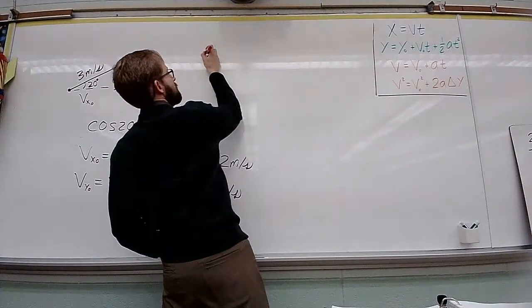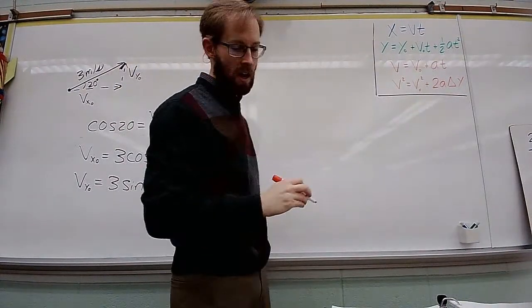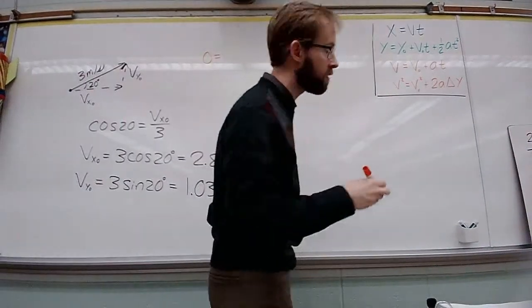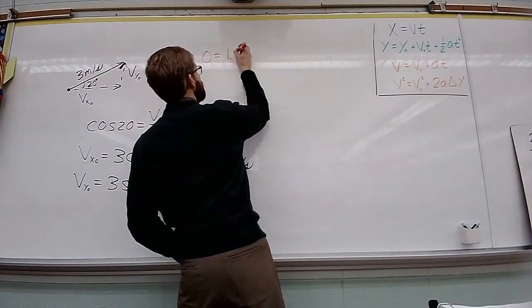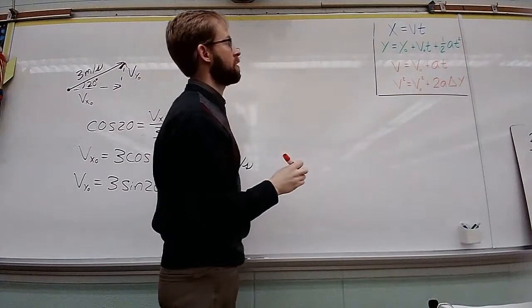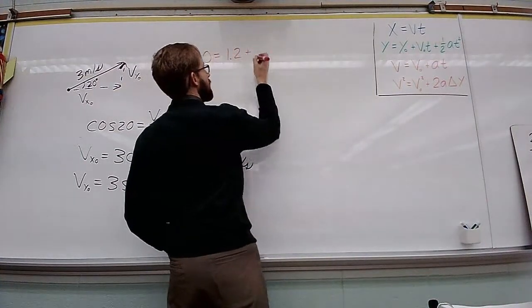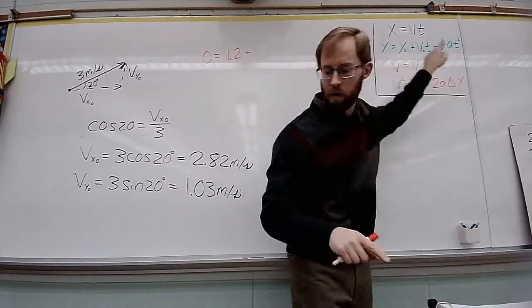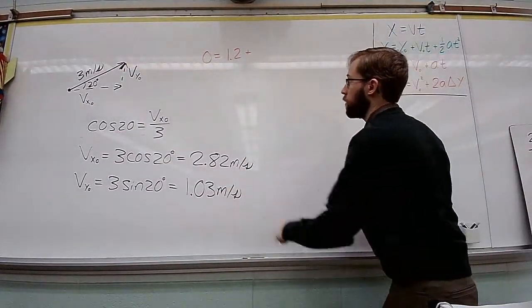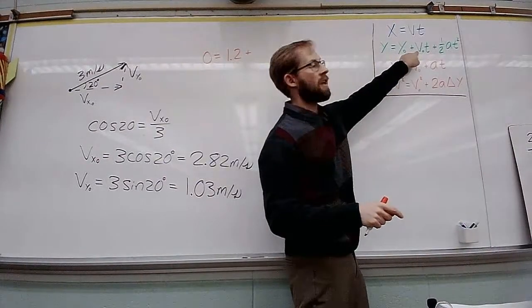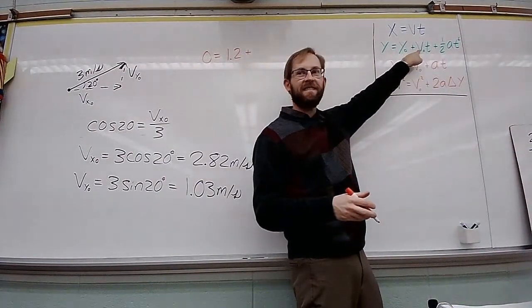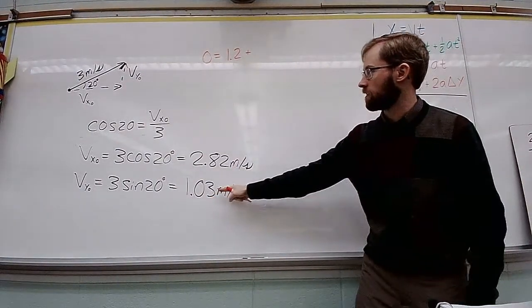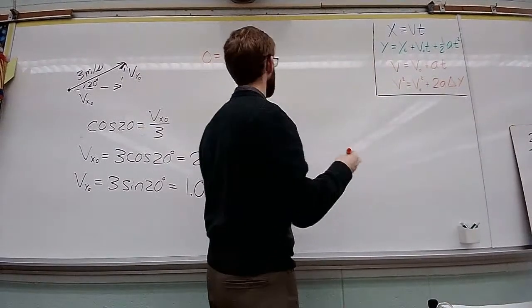Final height is, of course, 0 because it hits the ground. Original height is given, that is 1.2 meters. Then we've got original velocity times time. What original velocity goes here? We've got a lot of velocities. We've got 3, we've got 2.82, we've got 1.03. Which one goes in right there? 1.03, because this is our vertical velocity. Therefore, it has to go in the vertical equation.